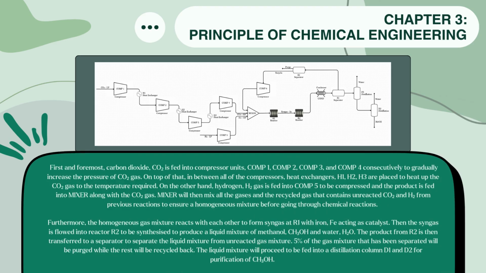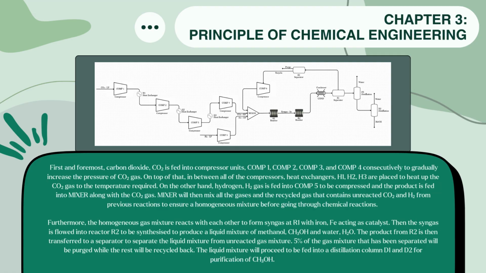Now I'll be explaining the process flow. Firstly, the carbon dioxide will be fed into multiple compressor units labeled as COMP1, COMP2, COMP3, and COMP4 to gradually increase the pressure of CO2 gas. We will increase the gas pressure up to 76 bars.